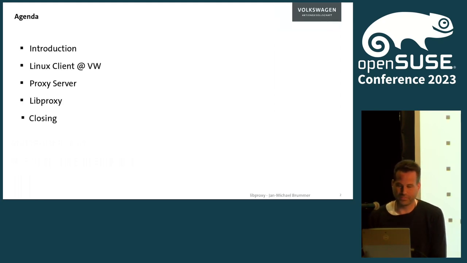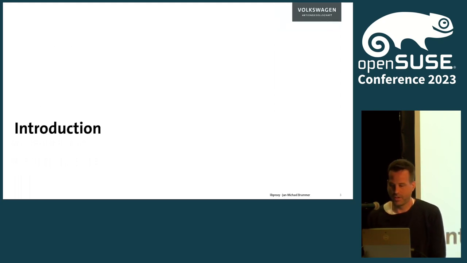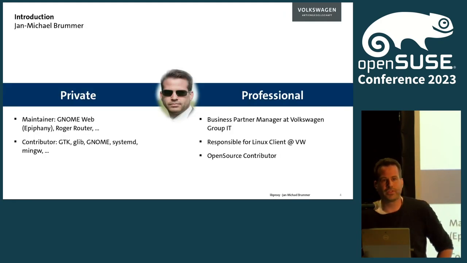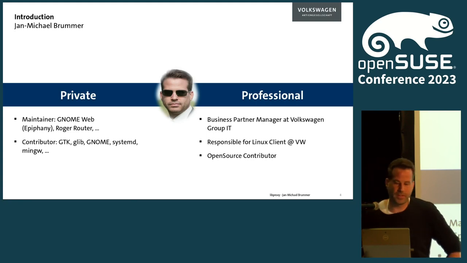So let's start with the introduction first. My name is Jan-Michael Brummer. I'm a long-time open source contributor since 1995, starting with some reverse engineering of fingerprint drivers, which are now part of libfprint, and then some ACPI stuff. And then I moved up the stack to the desktop level, where I'm taking part in the GNOME development. I'm maintainer of GNOME Web and some nice tools like RetroRouter or the banking app for the FinTS standard in Germany. So maybe you've heard of some of them.